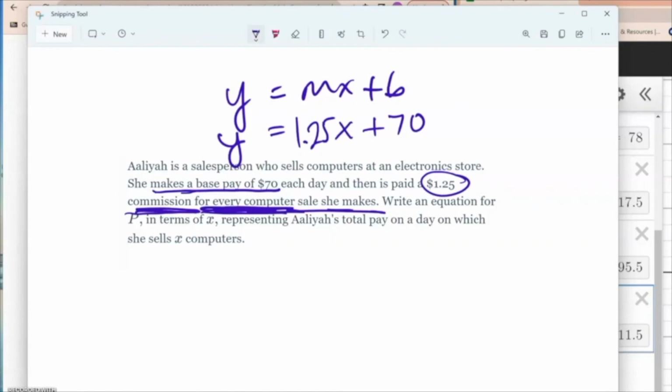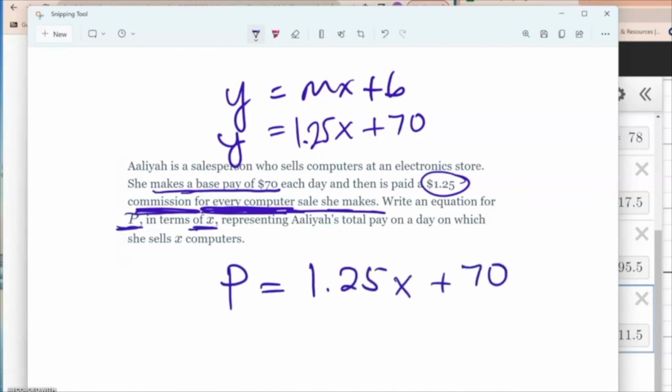And then remember, in my previous question, I kept a y and x, but you have to use whatever letters they give you. So write an equation for p in terms of x. So this should be capital P equals 1.25, the x in the question, x plus 70. All right, so please make sure you use the variables that they're using in the questions.